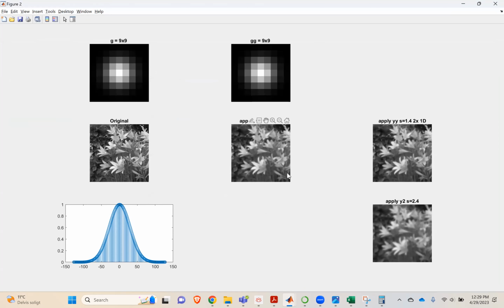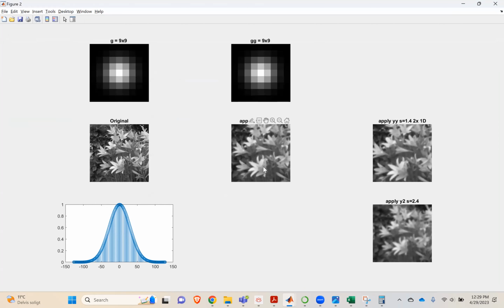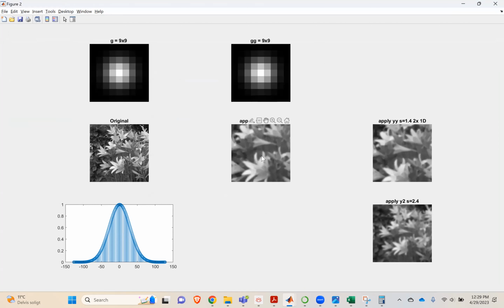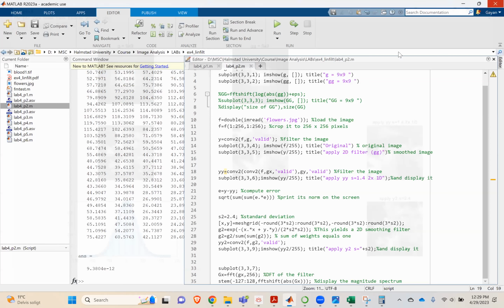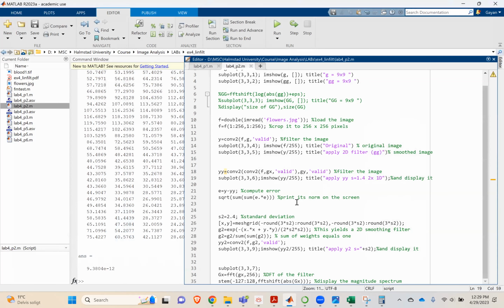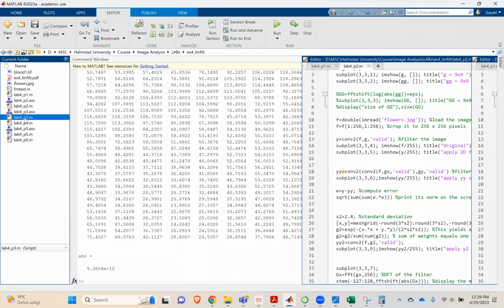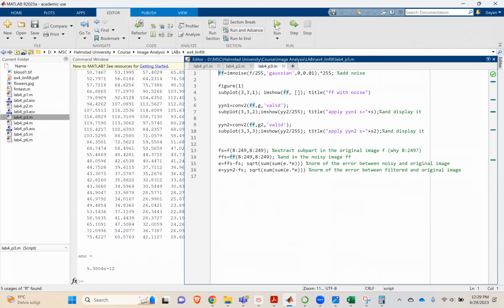It's like we create a little blur image, but the blurriness is the same. That's the whole purpose. If it is separable, you can cut down the cost. The fourth part of the lab, the third part.